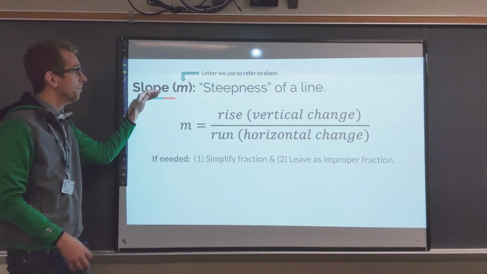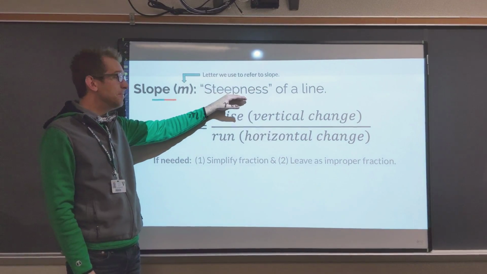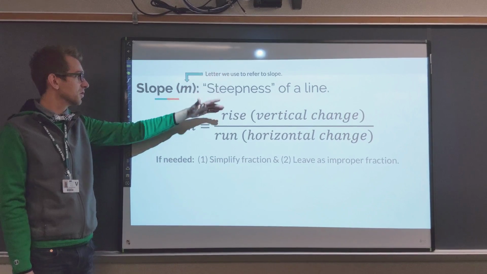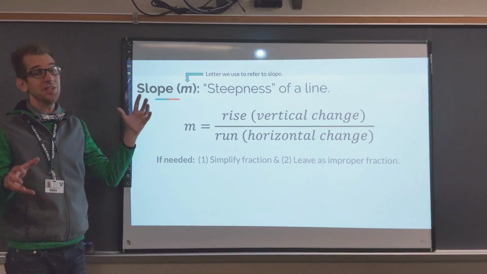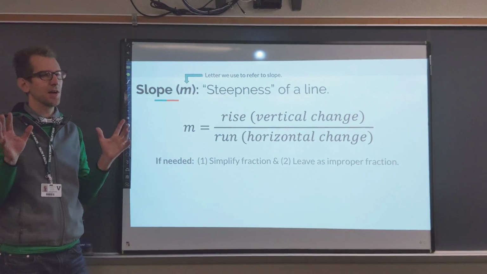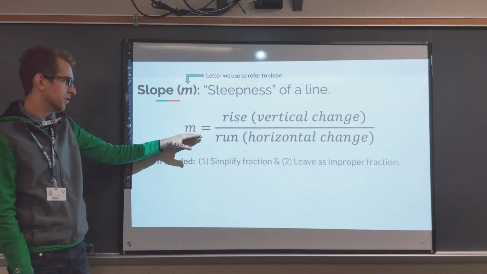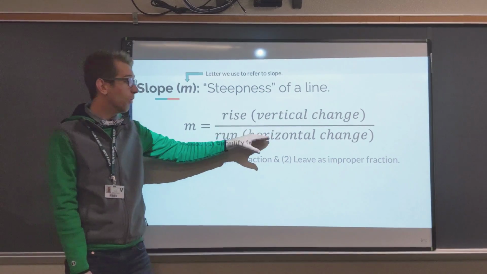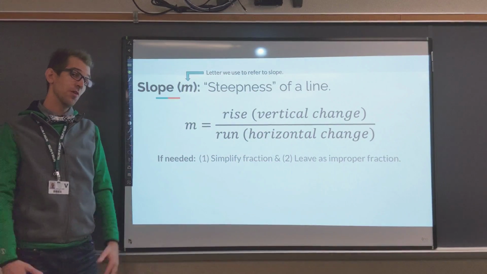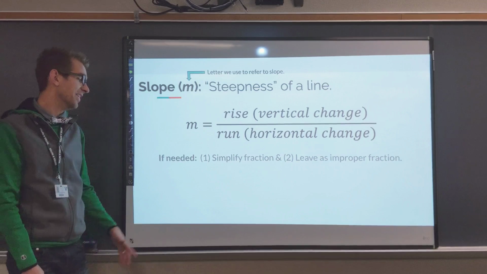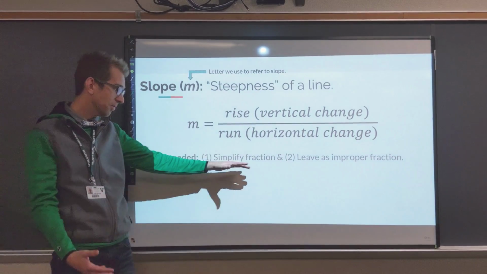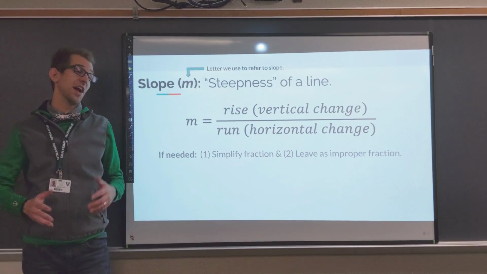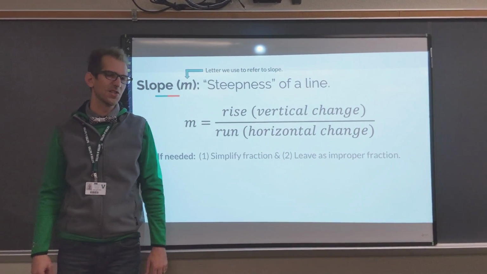So slope is the measure of the steepness of a line. And so the letter we use to refer to slope is a lowercase m. So anytime you see lowercase m, you're thinking, okay, they're going to talk about the slope. So the slope here, sure enough, is equal to the rise or vertical change over the run or horizontal change. So it's a ratio or fraction of the rise over the run. And then if needed, like any fraction, you're going to simplify the fraction, as well as actually in this case, we're going to leave it as an improper fraction. We're never going to have it be a mixed fraction at all.